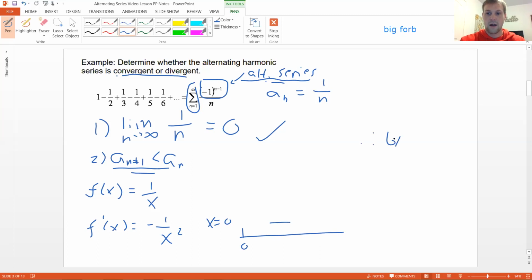Therefore, by alternating series test, I've got to write the whole thing: the summation n equals 1 to infinity of negative 1 to the n minus 1 over n is convergent.